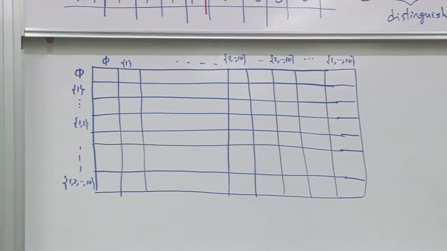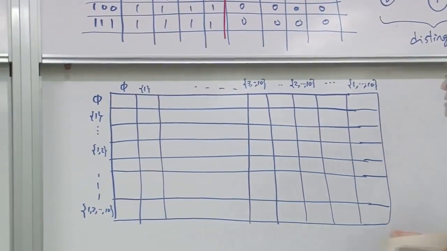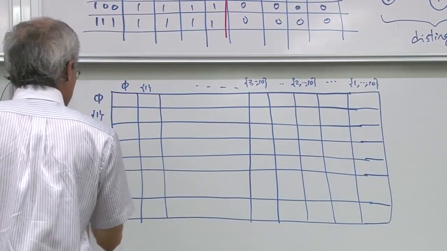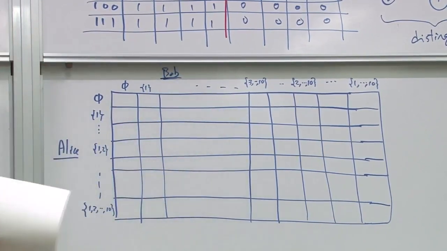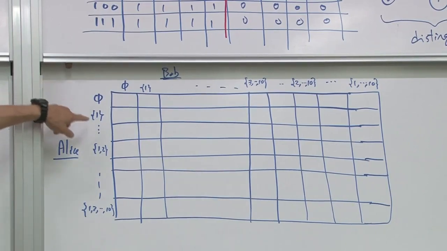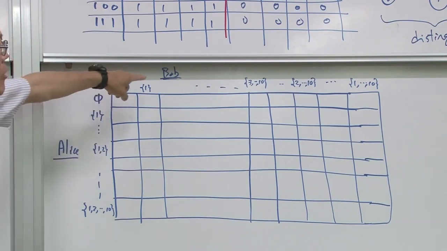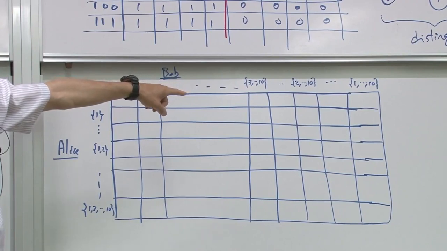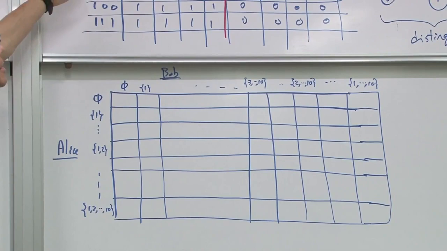Suppose that now n is equal to 10. So Alice's input, Bob's input, like that. Alice has one subset of 1 through n, 1 through 10, and Bob has also one subset of 1 through n. Okay? It's the same thing as before.